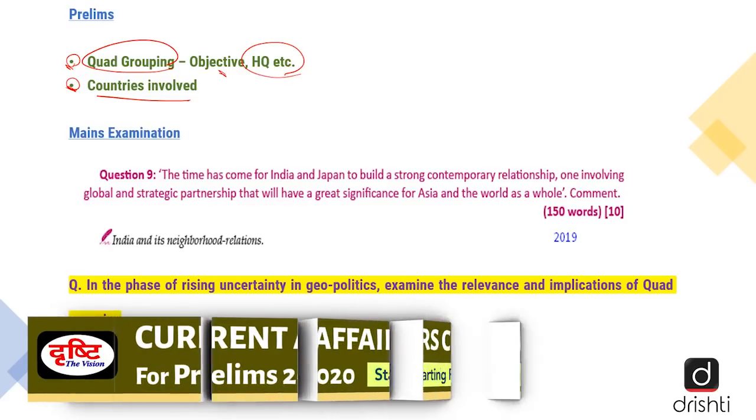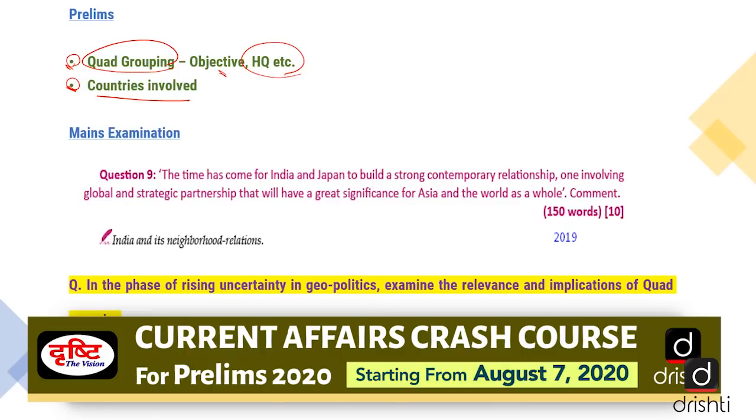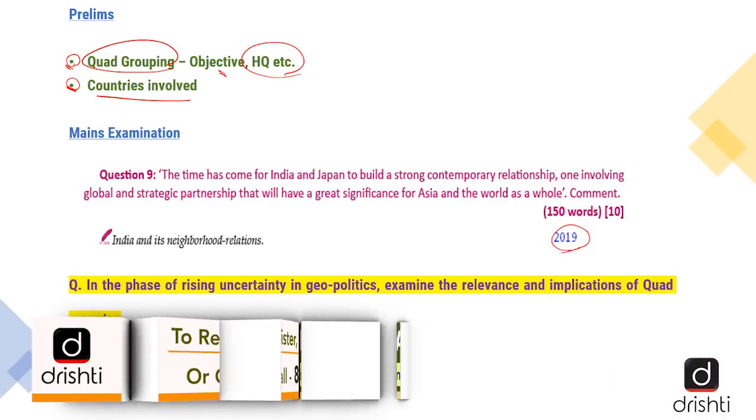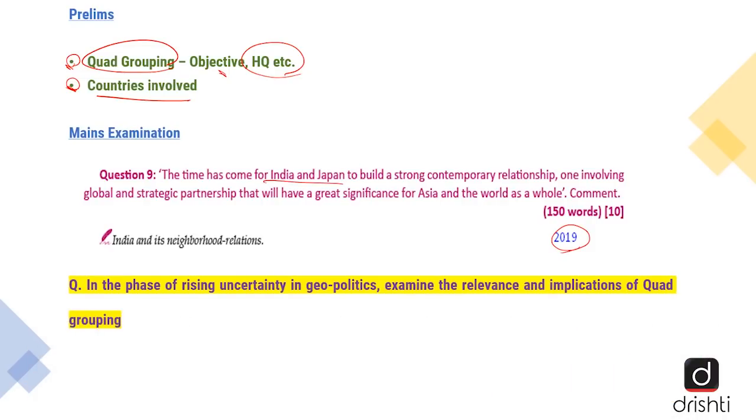Now, from the mains perspective, again, the Quad has never come into a question directly, but a question was raised in 2019: the time has come for India and Japan to build a strong contemporary relation, one involving global and strategic partnership that will have great significance for Asia and the world as a whole. So when you try to answer this question, UPSC will definitely expect you to write something about the Quad grouping as well. And this question is from our end: in the face of rising uncertainty in geopolitics, examine the relevance and implications of the Quad grouping.